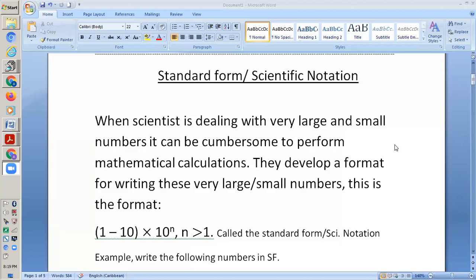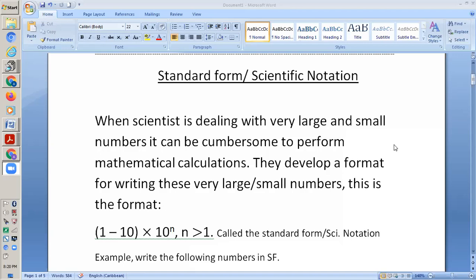All right, so basically, when scientists are dealing with very large numbers or very small numbers, it can be cumbersome to perform mathematical operations. Sometimes scientists and mathematicians deal with really small numbers, like the weight of an atom or an electron, very, very small figures, and they have to add, subtract and multiply these numbers.